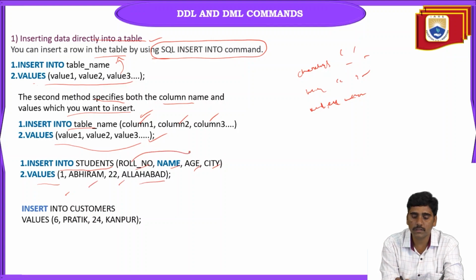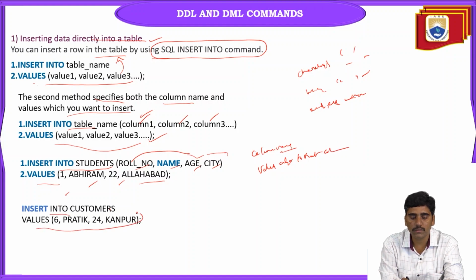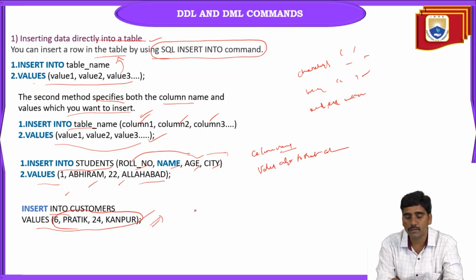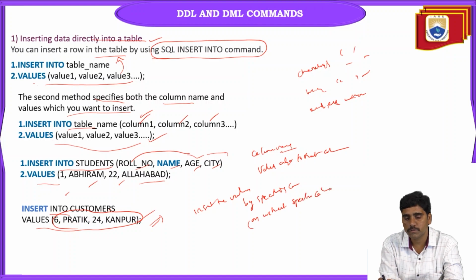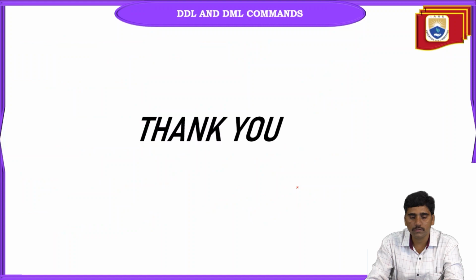So here we mention all the column names as well as the values for those column names. Another example: insert into customers values of 6, Pratik, 24, Kanpur. This is the way you can insert the values, by specifying column names or without specifying column names.